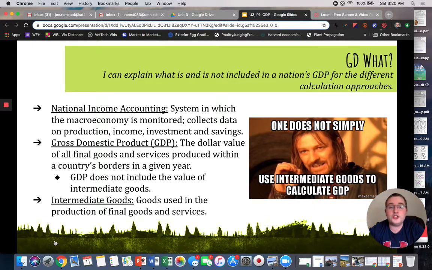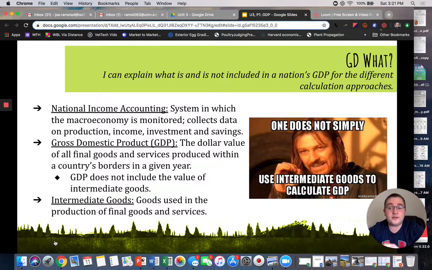Okay, so GD what? National income accounting is the system in which the macroeconomy is monitored. It collects data on production, income, investments, and savings. Now, GDP is derived from that national income accounting system, and GDP is the dollar value of all final goods and services produced within a country's borders within a given year.